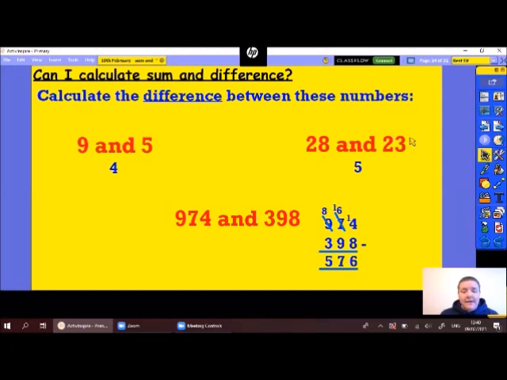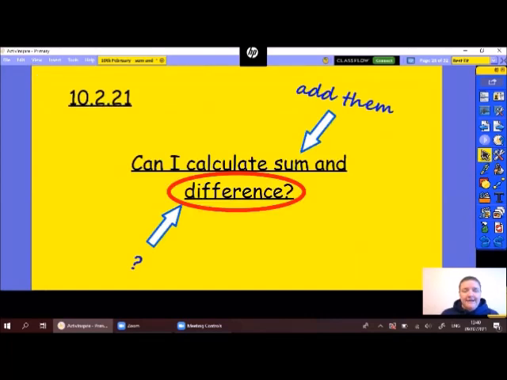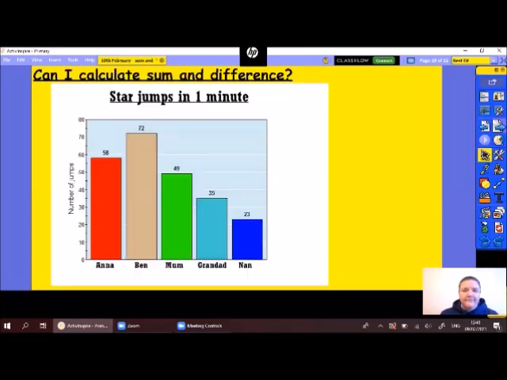And then we have our big numbers underneath, 974, 398. I had to do a column subtraction for this. It got quite complicated, but I worked through it and made my final answer of 576. Hopefully that's what you got as well. If we look back at our title again, we know that sum means you add the numbers, and now we know what difference means as well. Difference means that you subtract. So let's see how we can apply that today.